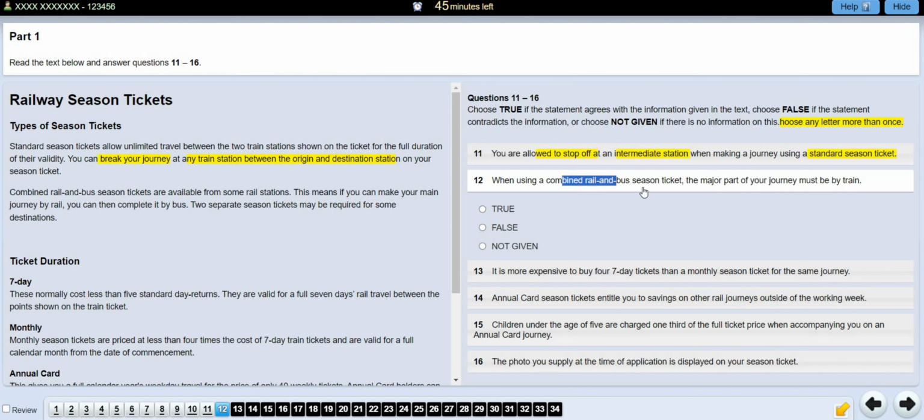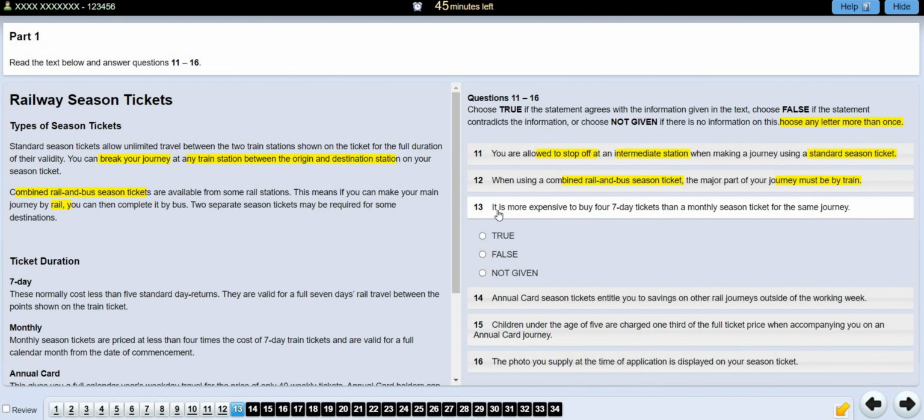When using a combined rail and bus season ticket, the major part of your journey must be the train. So this means when you make your main journey by rail, you have to make your main journey by the rail. True. Move on to the next one.